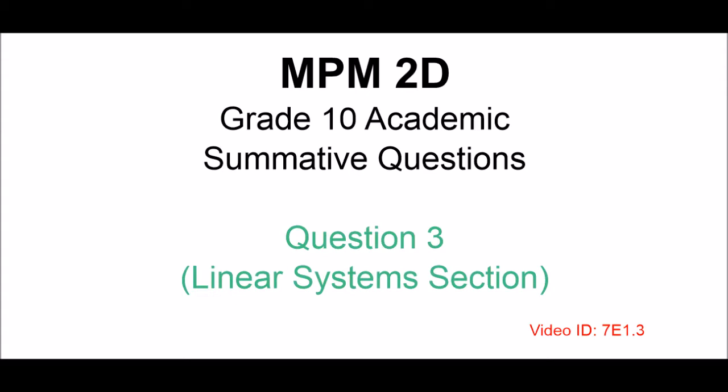This video is for grade 10 students who are working on the year-end summative, and it's question number 3, which is from the linear systems section. The question says, how many liters of 35% alcohol solution and how many liters of 70% alcohol solution must be mixed to produce 18 liters of 54% solution?